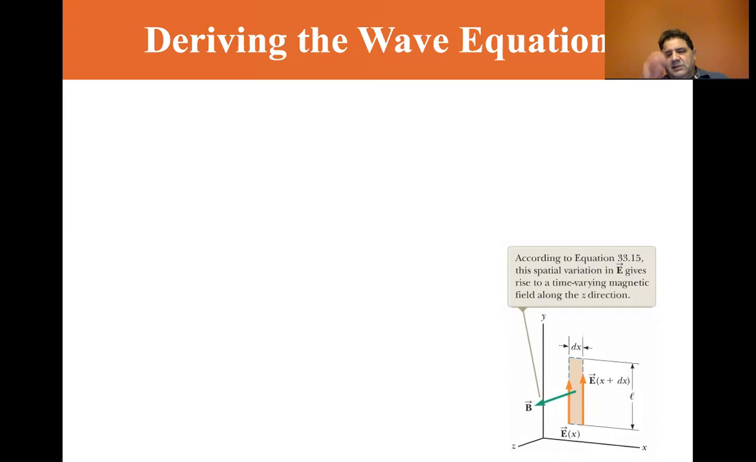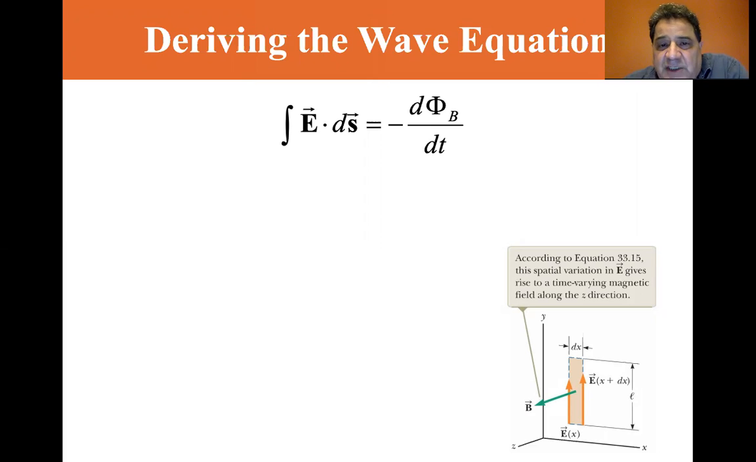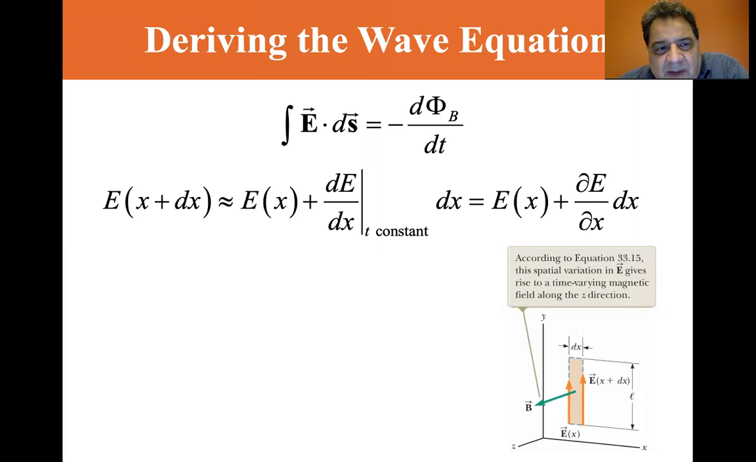So if you look at this little figure in the corner, according to equation 33.15, this spatial variation in E gives rise to a time-varying magnetic field along the z direction. So if we look at the integral of E dot ds, that's equal to the negative of d phi_B/dt. In other words, it's a changing magnetic flux. And you can see the B in the green there.